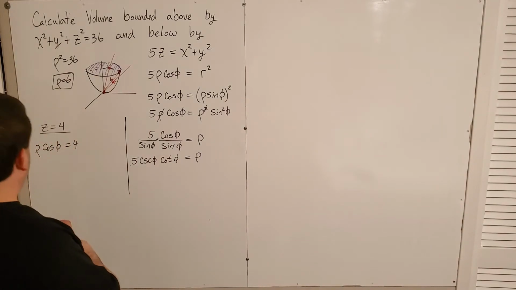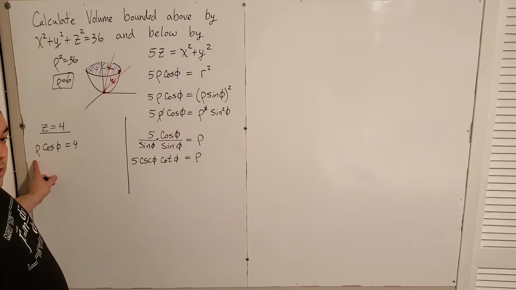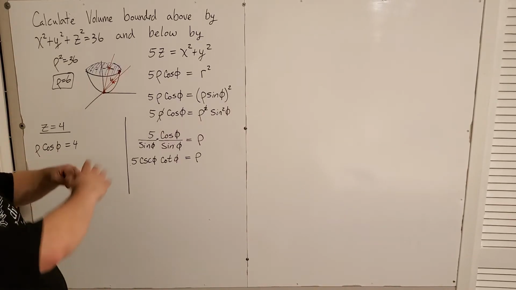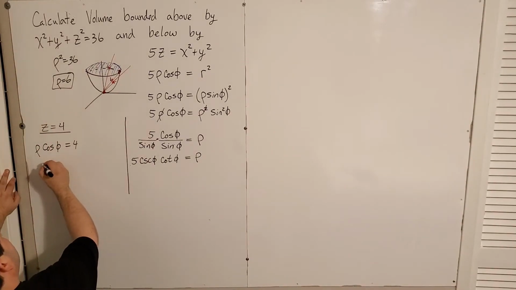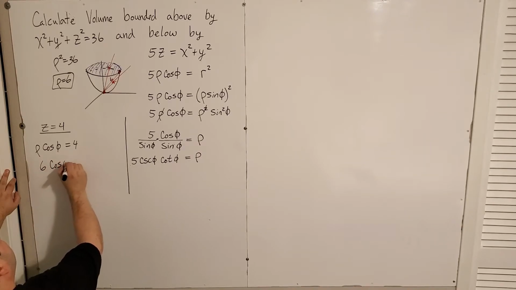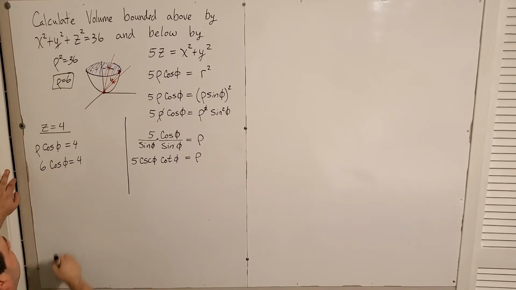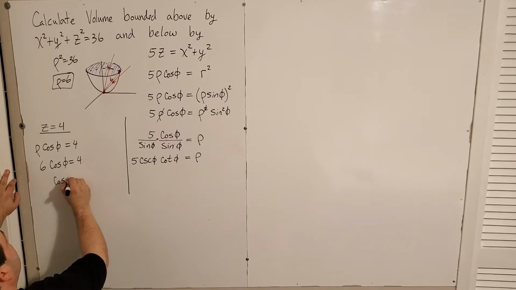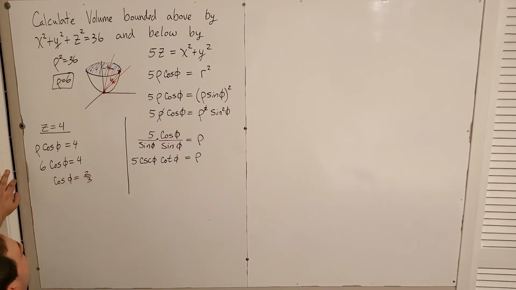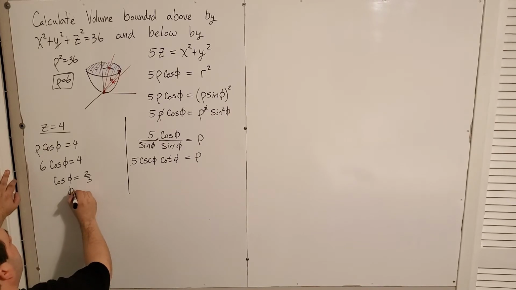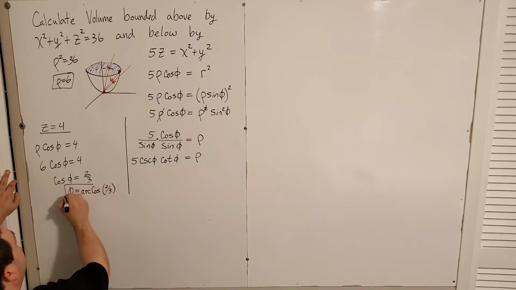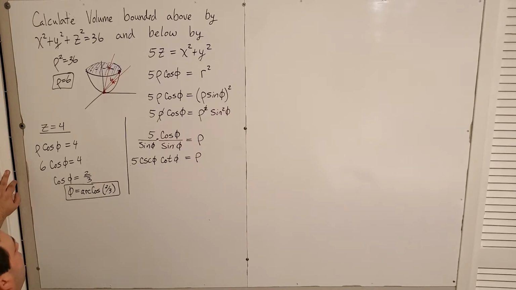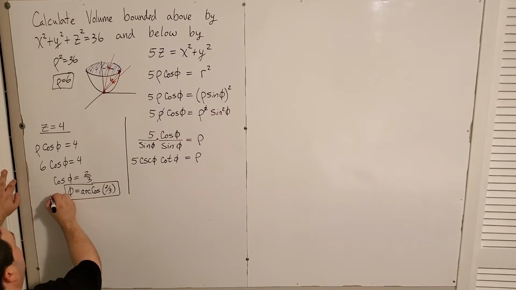So instead of rho here, I don't need a variable. I'm not talking about everything inside. I just need the edge. So it's 6 cosine phi equals 4, which tells me cosine phi is equal to 2/3, which will be important later. That's going to happen when phi is the arc cosine of 2/3. Now what I'm going to do is assign this the letter little a.